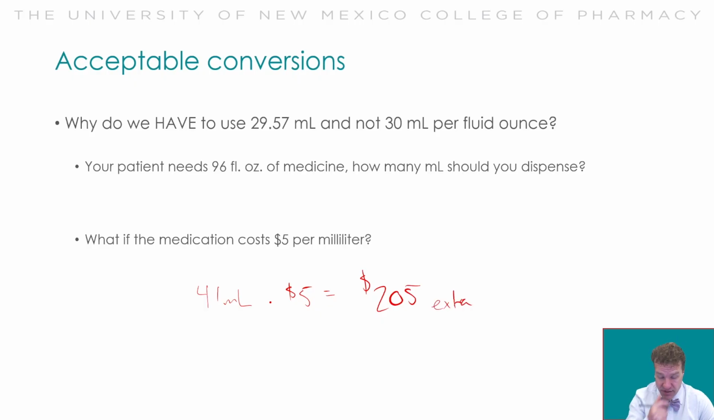So that's why it's essential that we use 29.57 and not 30 mils, because when we're going up to a big volume, it really does make a difference and it changes the result from the math, okay? That's why we have to use that specific conversion, okay?